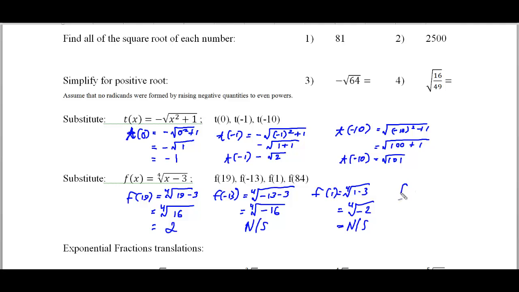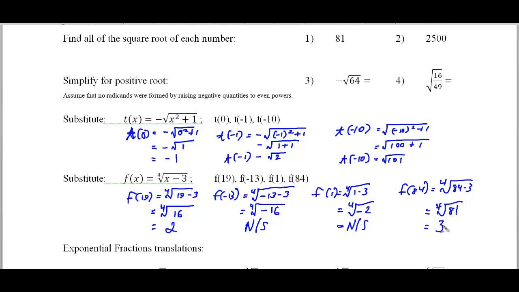All right, and then finally, we're going to have our f of 84. We're going to plug in 84 for my x. So this is going to give me the fourth root of 84 minus 3. And 84 minus 3 gives me the fourth root of 81. Can you think of a number multiplied by itself 4 times to get 81? It's not a big number if you need a hint. And the answer is 3.